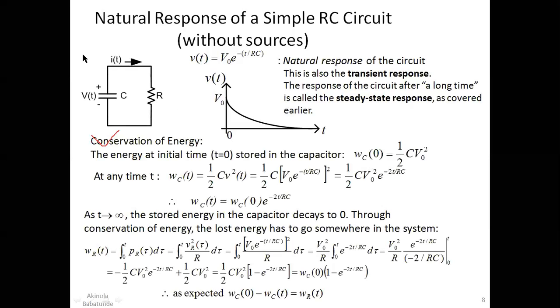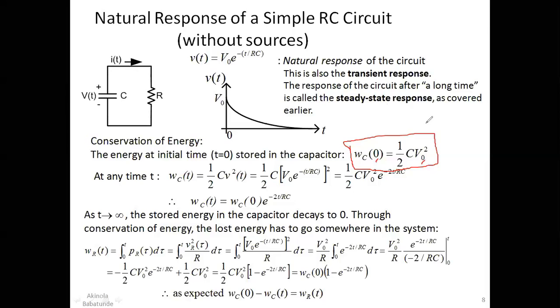Let's talk about conservation of energy. The energy at initial time t equal to 0 stored in the capacitor will be given as this. Don't forget, we also talked about this energy in our previous class. We said for a capacitor, energy will be equal to half CV squared. So at time t equal to 0, we're going to have energy at t equal to 0, then you have your V naught here. Okay, so this is what we are going to have.